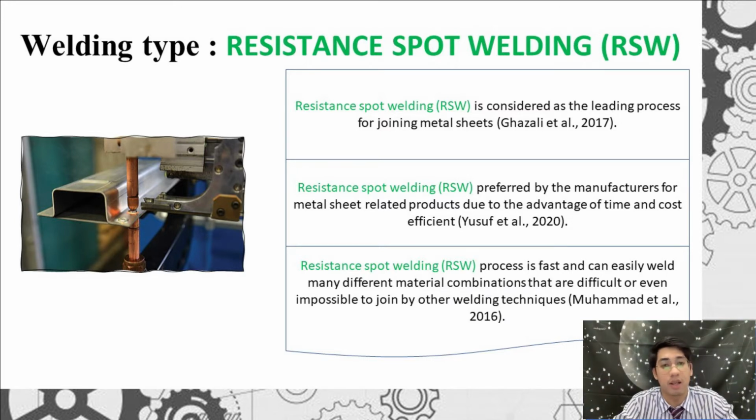There are many other welding methods in joining sheet metal, but for the big and high output manufacturers, they prefer the resistance spot weld method due to the advantage of time and cost efficiency. Resistance spot welding is fast, cheap and can easily weld different metals together, which are sometimes impossible to join by other welding methods.